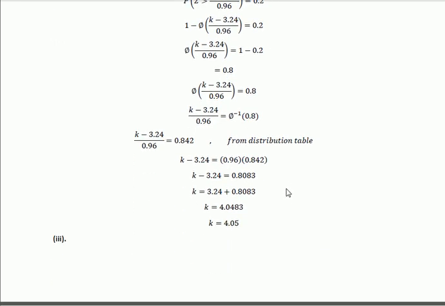By taking the inverse, again from the distribution table, we calculate the phi inverse of 0.8 by the reverse method. You can find this method in my previous video, on how to calculate the phi inverse from the distribution table. After simplification, we get k equal to 4.05.